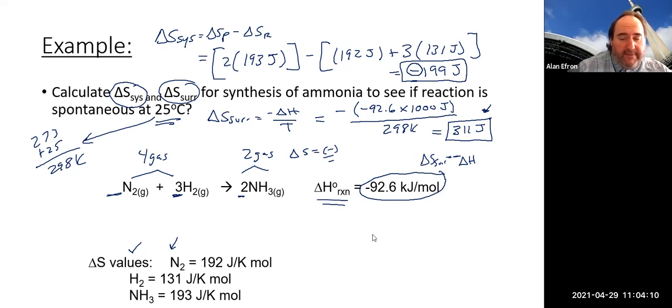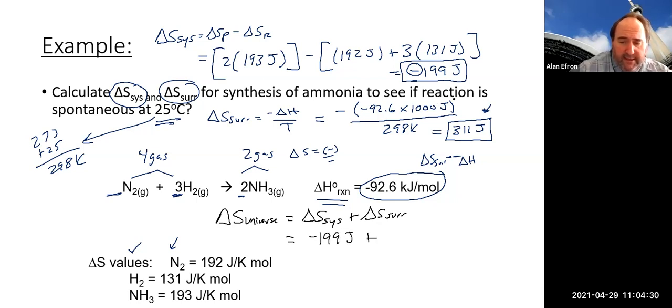So to determine if this guy is going to be spontaneous, we really need to put both of those numbers together to figure out the universe, which again is our system plus our surroundings. And here our system is minus 199 joules. And again, because I converted this into joules, I'm good to go by adding the 311 to that. And that's going to yield us, I believe, 112 joules for the delta S of the universe.